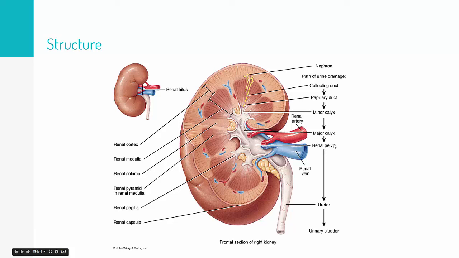And this is a pretty good image. It's not too busy, so you can really follow, if you look on the right here, the path of the urine as it drains from the nephron, again to the collecting duct, papillary duct, minor calyx to major calyx, renal pelvis, ureter, and then finally into the bladder.